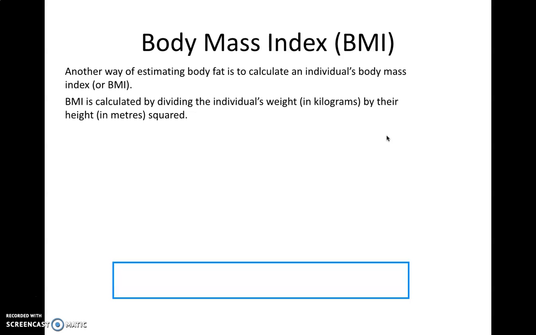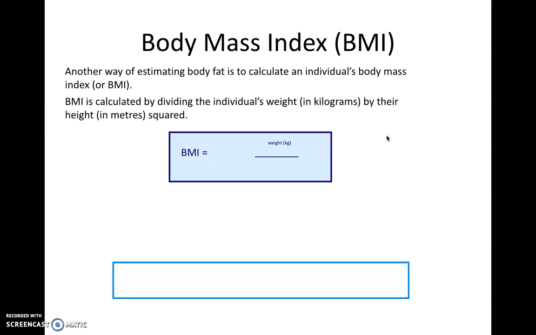So BMI, body mass index. A way of estimating your body fat is to calculate an individual's body mass index, also known as BMI, and this is calculated by dividing someone's weight in kilograms by their height in meters squared. So there you can see the equation. So if we try and do mine, I think I weigh about 87 kilograms divided by I'm 180 centimeters, so 1.8 meters squared.